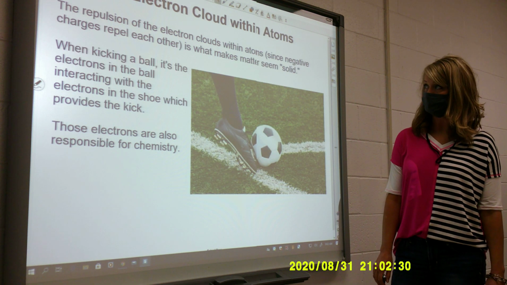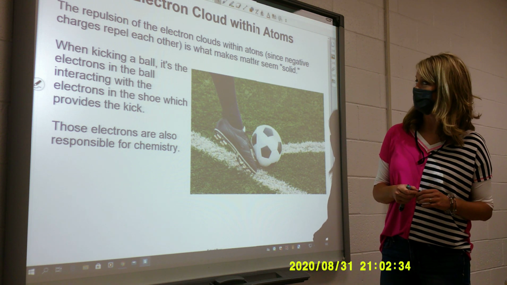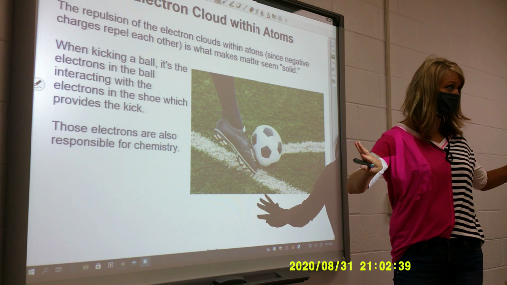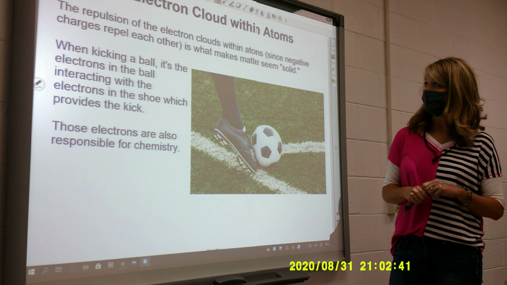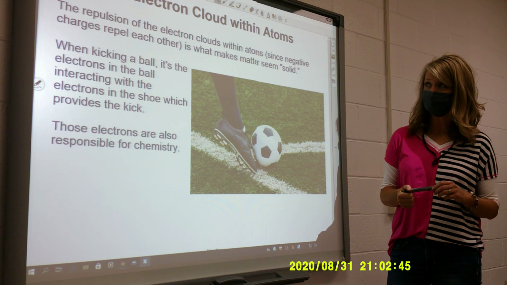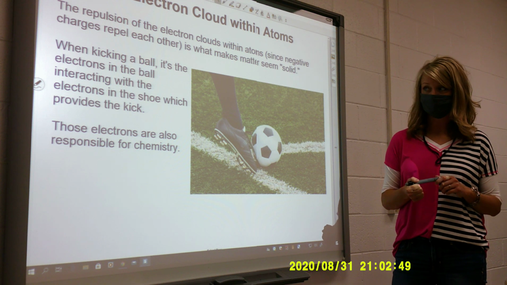The repulsion of electron clouds within the atoms, since negative charges repel each other. Two negatives are going to push against each other. It's what makes matter seem solid. When you kick a ball, it's the electrons in the ball interacting with the electrons in the shoe, which provides the kick.